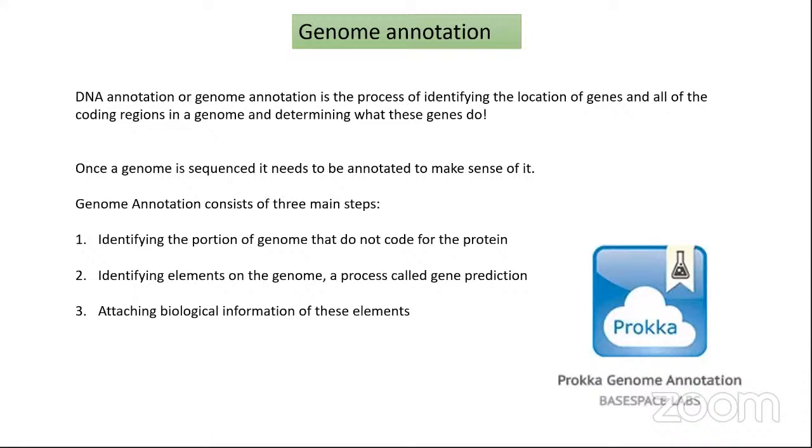First of all, it identifies the portions of the genome that do not code for proteins. Second, it identifies elements in the genome, a process called gene prediction. And third is attaching biological information to these elements. We have already spoken about Prokka, which is a genome annotation tool, mostly for prokaryotes.